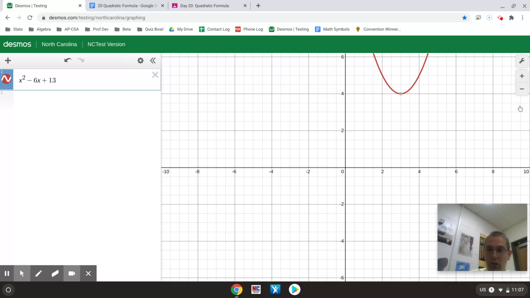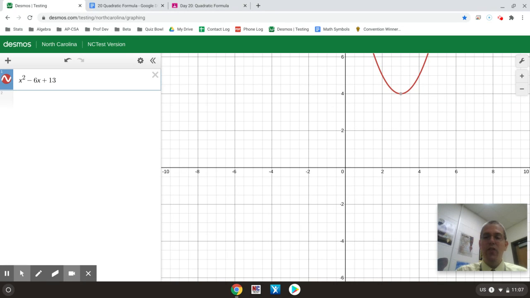If you have your home zoom, it may not have even hit there. Zoom out, you can tell it's never going to make it down to the x-axis because it gets to about 4 and then it turns around and goes back up. So this does not have a real solution. If it doesn't have an x-intercept, it doesn't have a real number solution, but it probably will have a solution with an i in it.